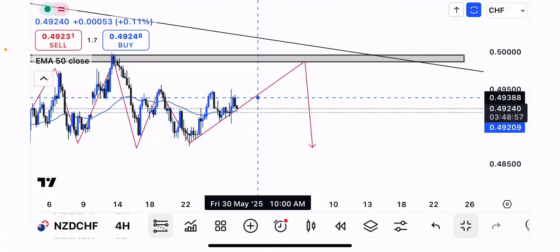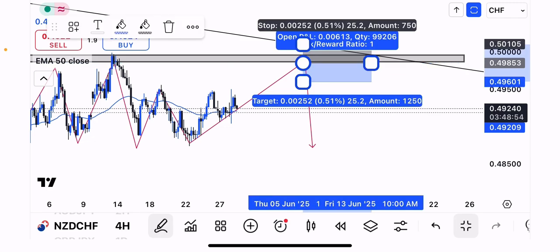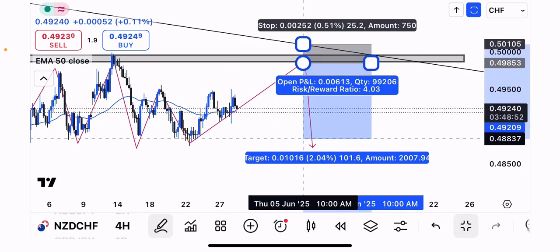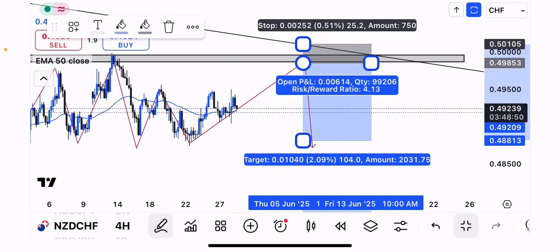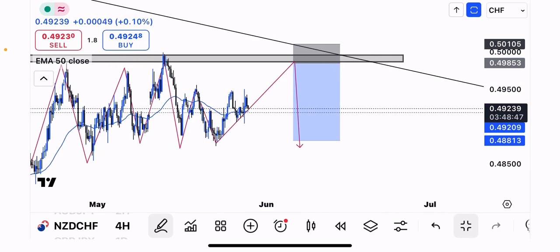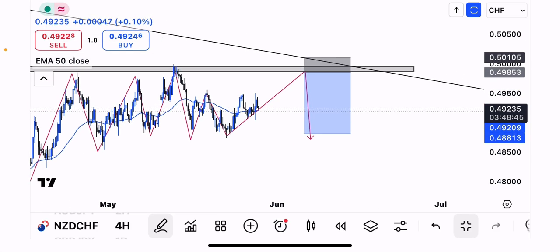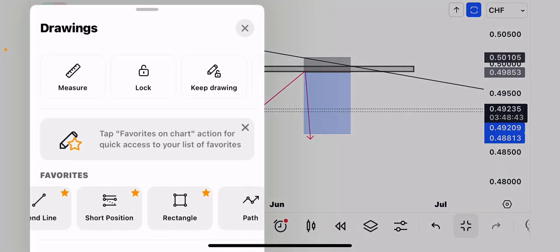Let's draw out our short position. You should at least have your order ready at this level here. Then your target should be at this support here. Then this is okay. You see, so basically you should be waiting for price to retest that level, that zone.